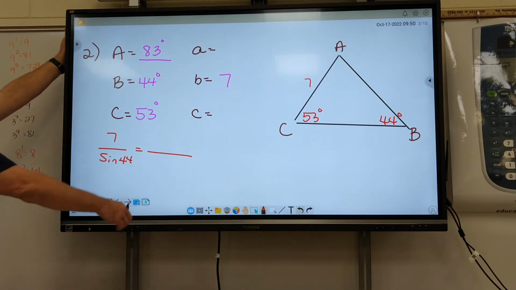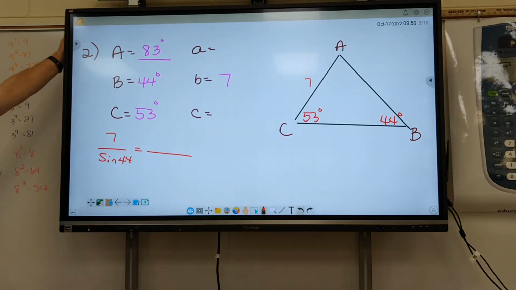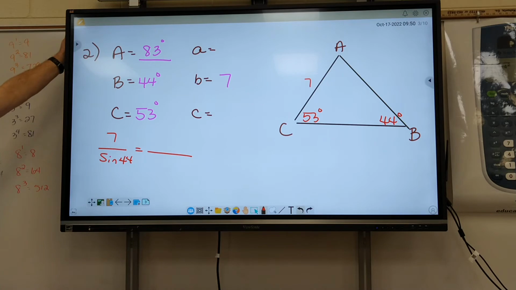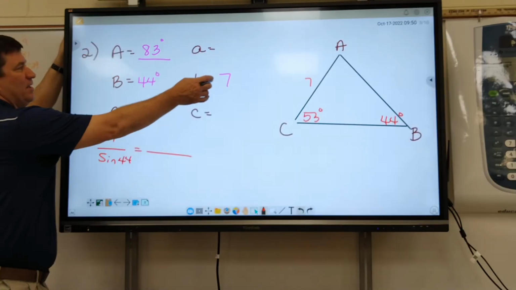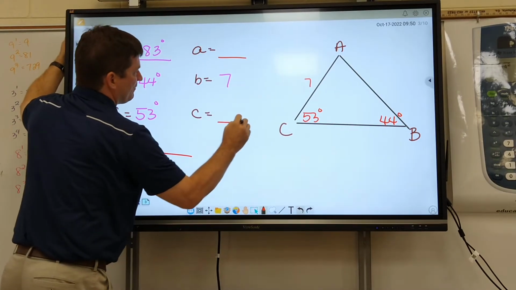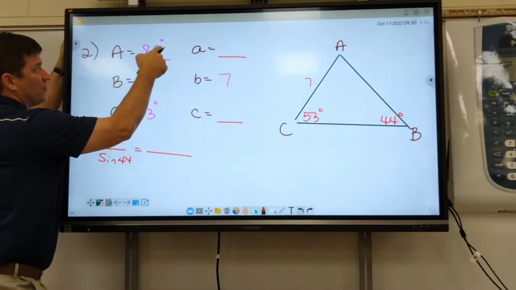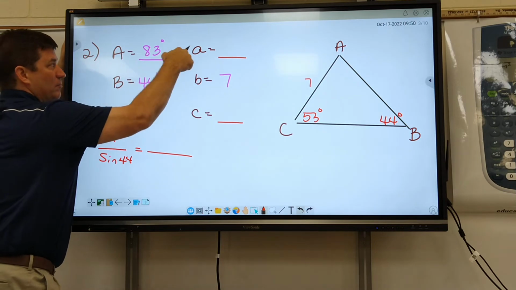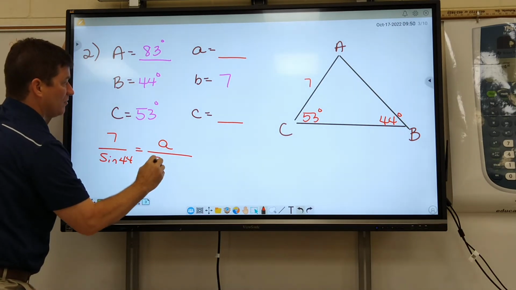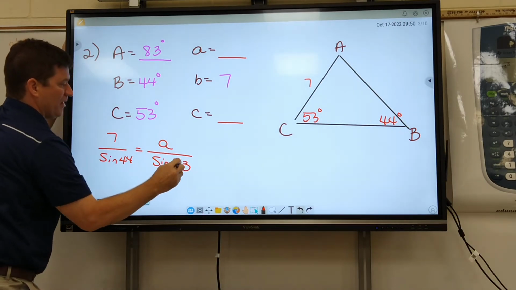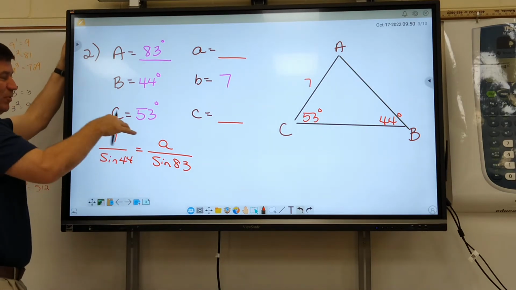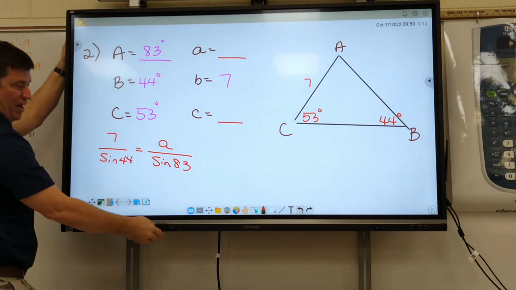All right, Willie, set up the other side for me. Equals B over 7. We already got B given. We either got to find A or we got to find C. A over sine of 83. Match them up. So little a on top over sine of 83. Now that's all you have to write down, because now we can cross multiply without showing any work.